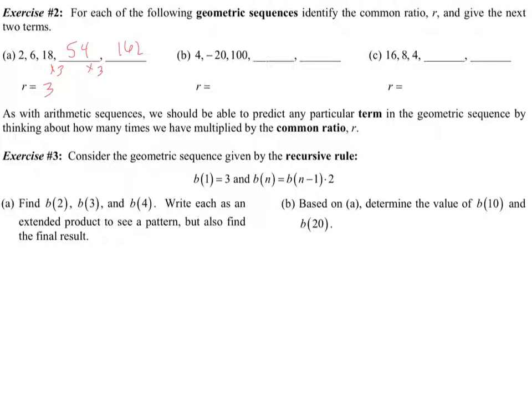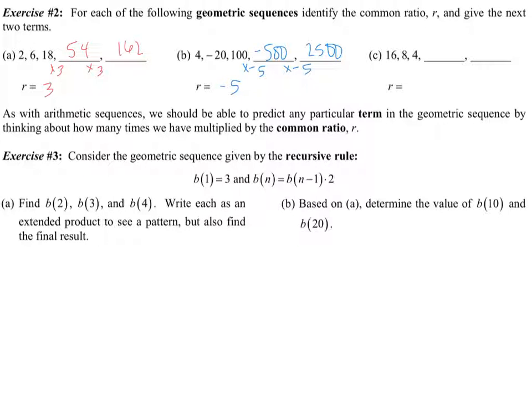Then our next one, we go from 4 to negative 20 to positive 100. So if it's going from a positive to a negative to a positive, that means each time it's multiplying by a negative. So we can go, all right, what's going on each time? Well, times 5, times 5, times 5. So 100 times negative 5 is negative 500. Times negative 5, negative 500 times negative 5 is positive 2,500. So our r is negative 5.